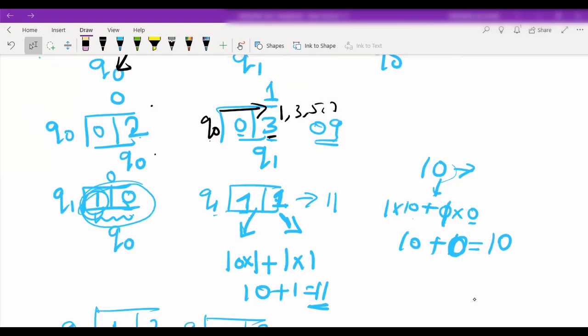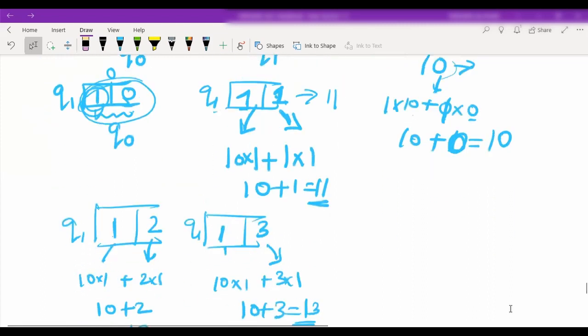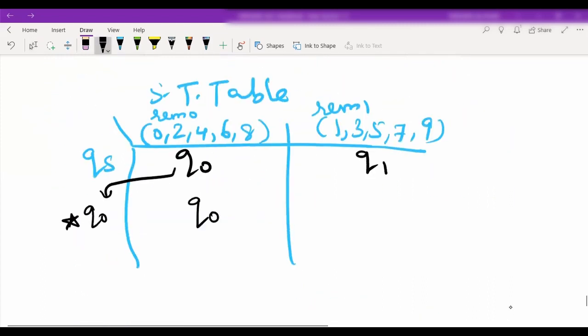Now Q0 with the next bit as either 1, 3, 5, 7. I have taken 3. If I have taken 5, it will make number 5. If I have taken number 7, so 0, 7, that is your number 7. So they all are going to leave the remainder 1. So Q0 with the next bit as any element of the remainder 1 set is going to Q1 state.